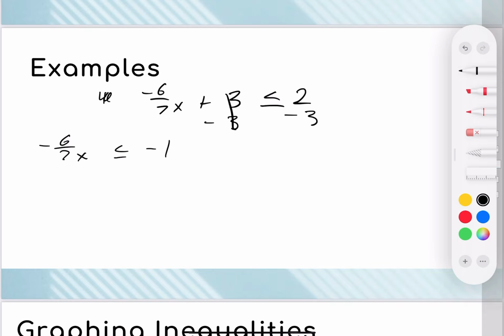From here we know that -6/7 and x are being multiplied, which means we'll have to divide by -6/7, or again multiply by the reciprocal, which would be multiplying by -7/6. Now it's important to note, anytime we multiply or divide by a negative number in an inequality, such as this one, we have to switch or flip the inequality sign.